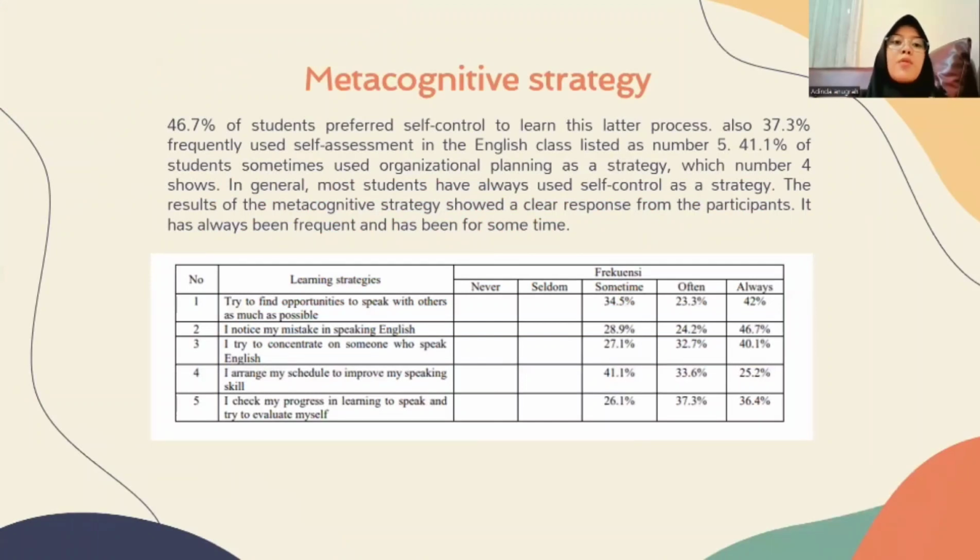46.7% of students prefer self-control to learn. Also, 37.3% frequently use self-assessment, listed at number 5. 41.1% of students sometimes use organizational planning as a strategy, which number 4 shows. In general, most students have always used self-control as a strategy.